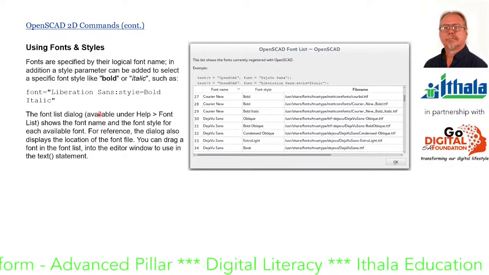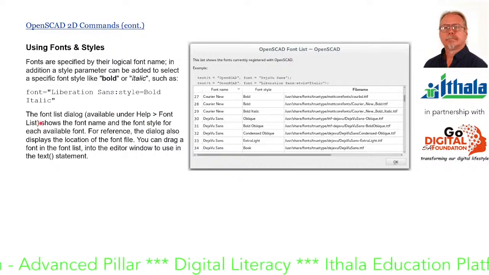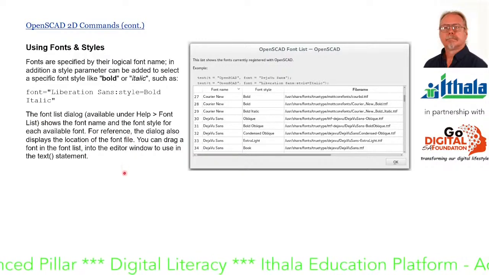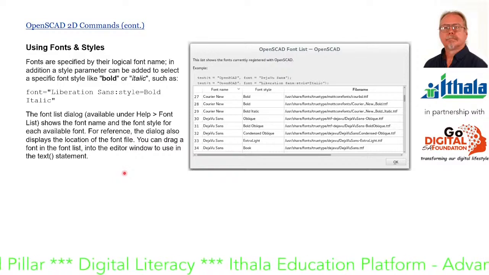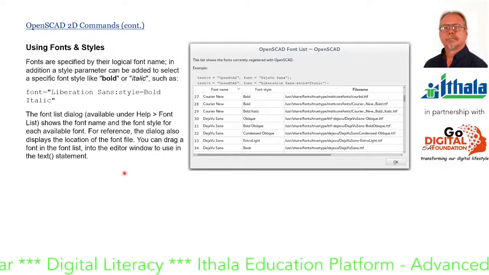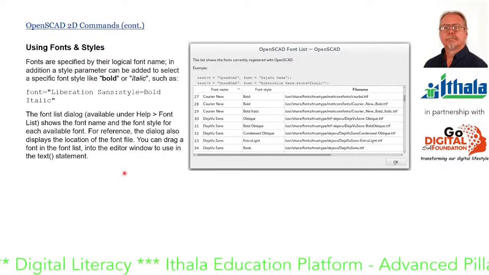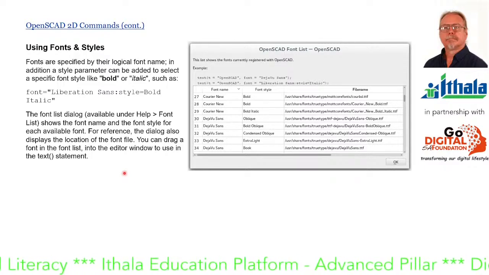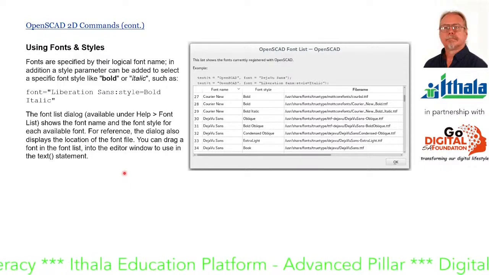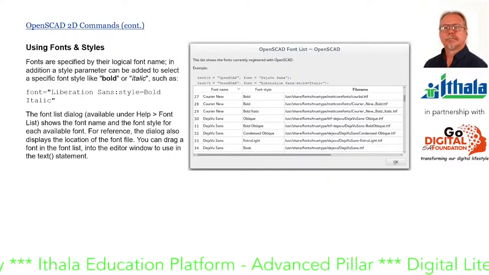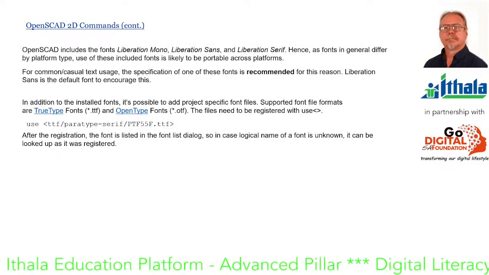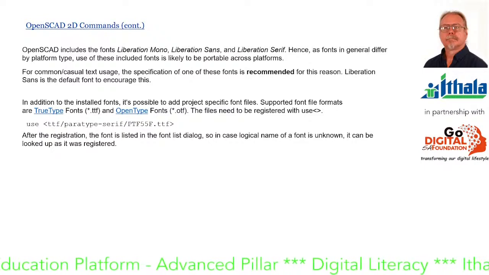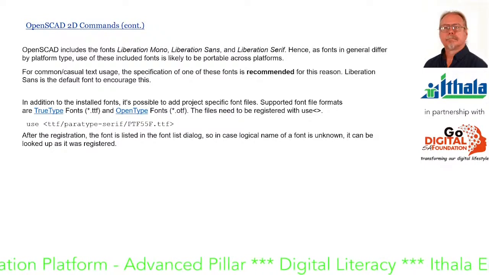The font list dialog, which we find under Help, Font List, shows the font name and the font style for each available font. For reference, the dialog also displays the location of the font file. You can drag a font in the font list into the editor window to use in the text statement. So you can add fonts to it if you like. OpenSCAD includes the fonts Liberation Mono, Liberation Sans, and Liberation Serif.